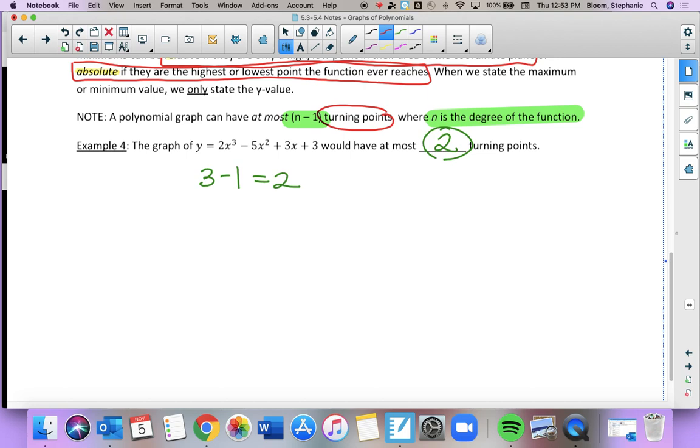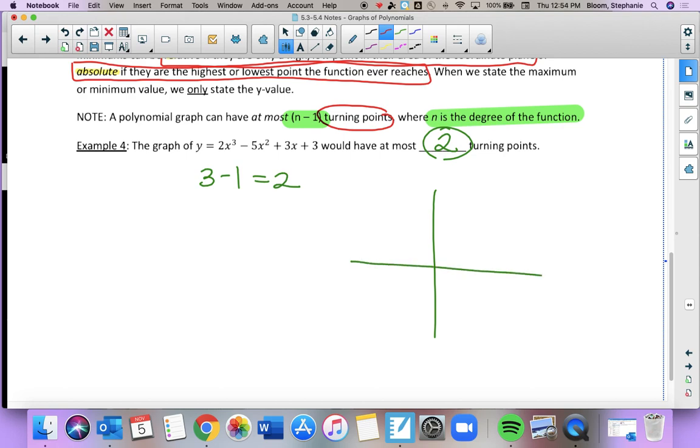Yep. Okay, so that's a good question. Is a turning point a solution? Could it be a solution? Yeah, it could be a solution, but it doesn't mean it is. Now, here's what I want us to make sure we understand. This is as many times as it could turn. So that means my graph, like if I said to sketch it.